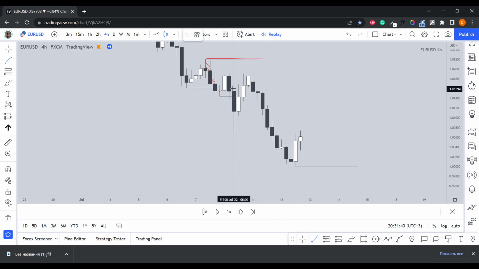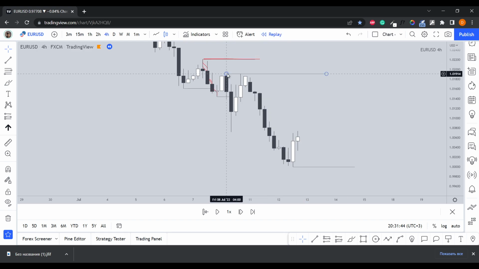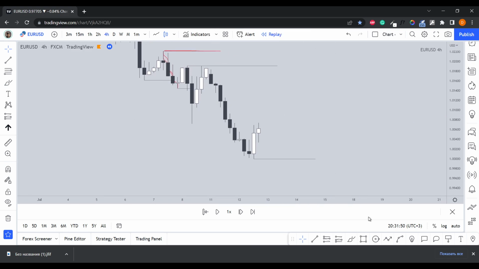So this is the high. The highest point, yeah? So we can use this one. And now we are inside this big bearish push. Okay, we arrived at the same point and we do the circle once again.